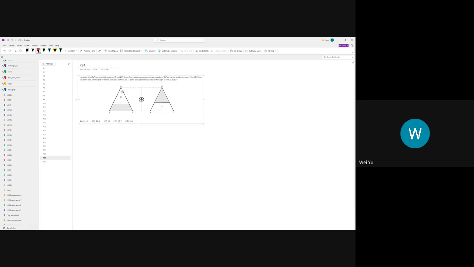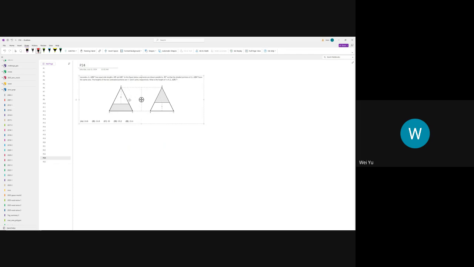Isosceles ABC has equal side lengths AB and AC. Not actually useful. In the figure below, segments are drawn parallel to AC such that the shaded portions have the same area. The heights of the two unshaded portions are 11 and 5 respectively. What is the height of ABC?